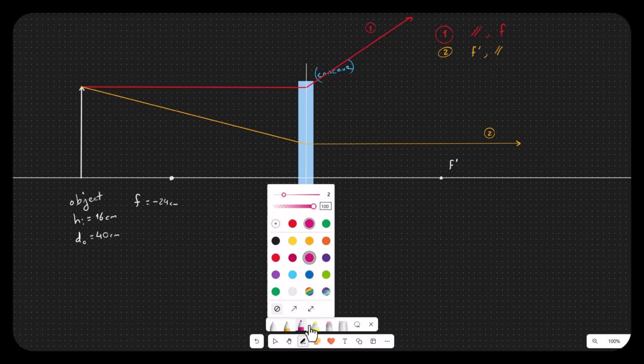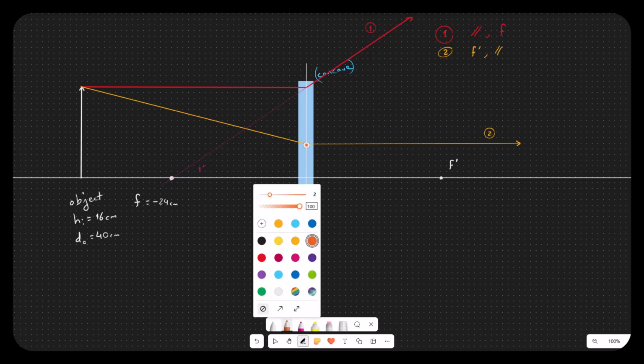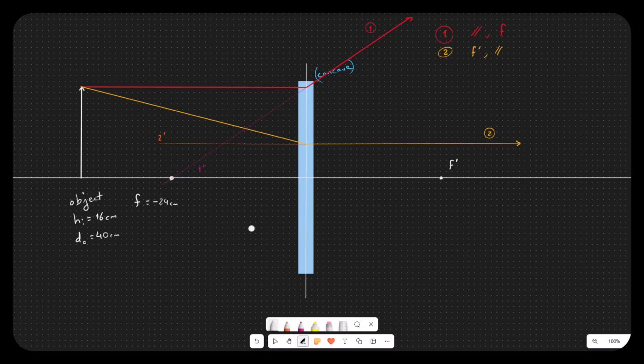So now I'm going to do the backwards tracing. Here's ray 1 tracing backwards. I'm going to call that my 1 prime, but I'm going to label it here. And here's ray 2 tracing backwards. Call that my 2 prime. And those two cross at this location. Where they cross, that's going to be my image formation, which is right here. So this is my image.